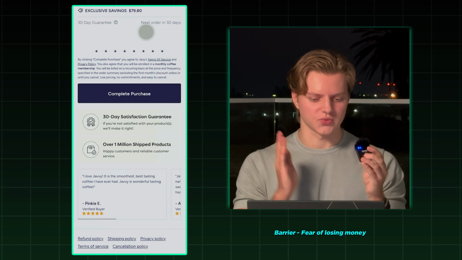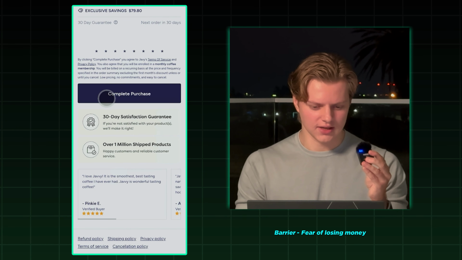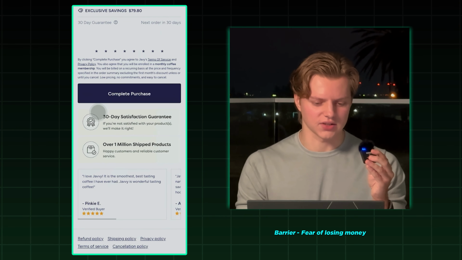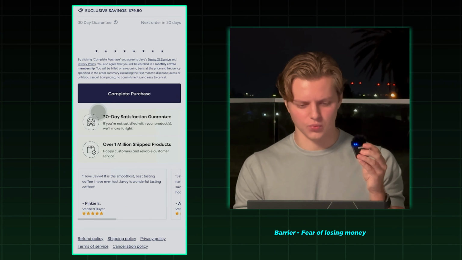Considering that it's a pretty low ticket offer, it does make sense to focus more on the social proof than on actual risk reversion in the form of guarantees. I also want to point out just one extra thing. In their checkout, they do have a 30-day satisfaction guarantee part here, which is good.